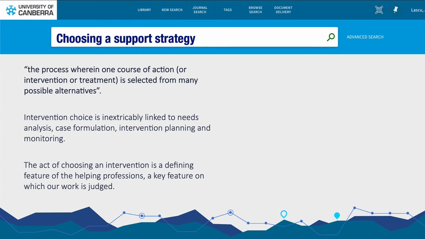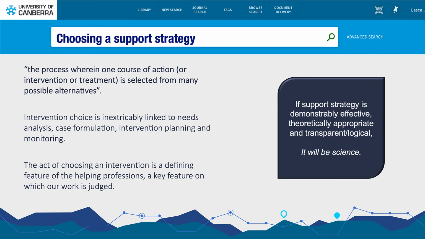The intervention choice is inextricably linked to the needs analysis, the case formulation, intervention planning, and monitoring. So this doesn't happen in isolation, but the act of choosing an intervention is a defining feature of the helping profession, and it's a key feature on which our work is judged. If our support strategy is demonstrably effective, theoretically appropriate, and transparent or logical, then it'll be science.